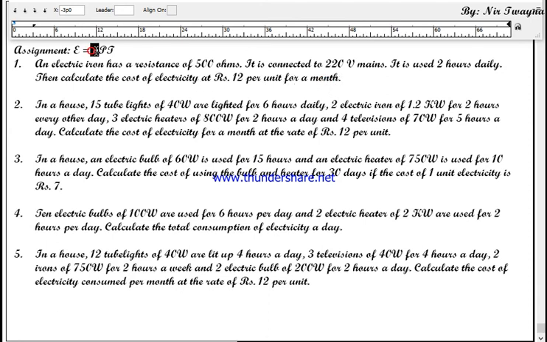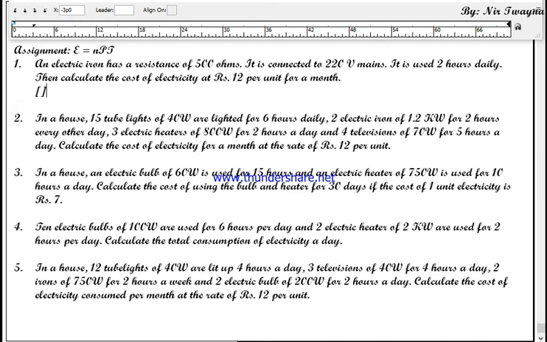It says number is equal to 1 and T is equal to 2 hours a day. Per month means 2 into 30, 60 hours. But power is not given, so you need to calculate power in this question. I'm going to give you a hint. To calculate power, you need to use the formula P equals V square by R.